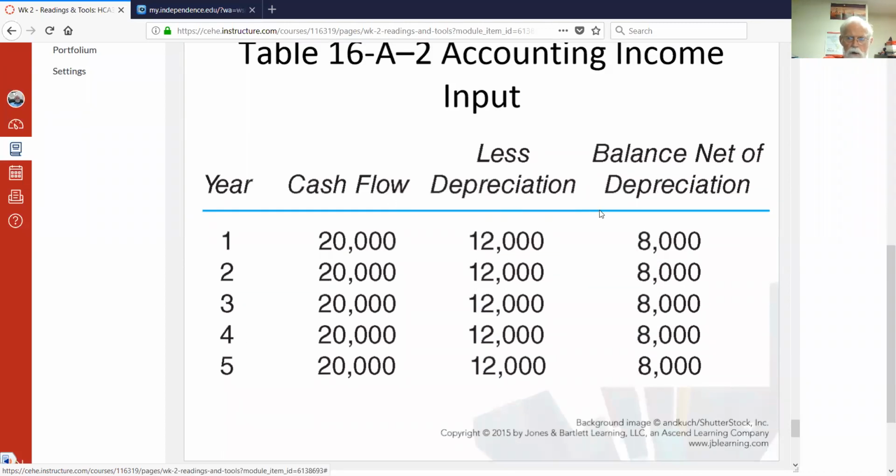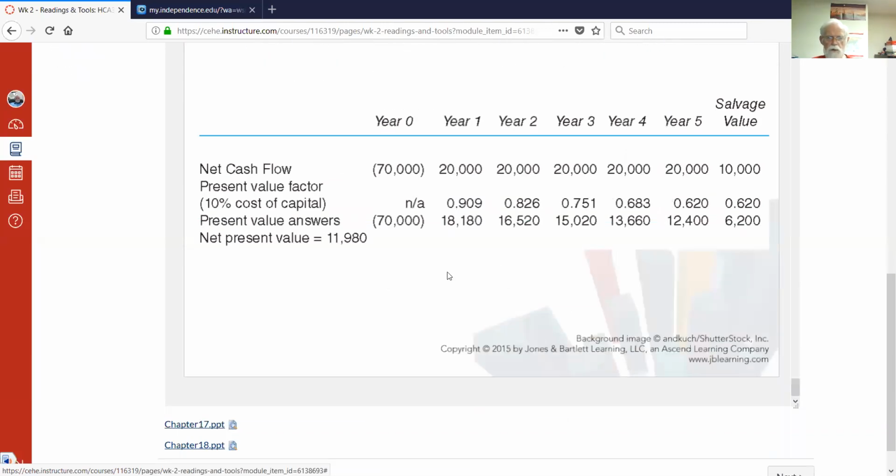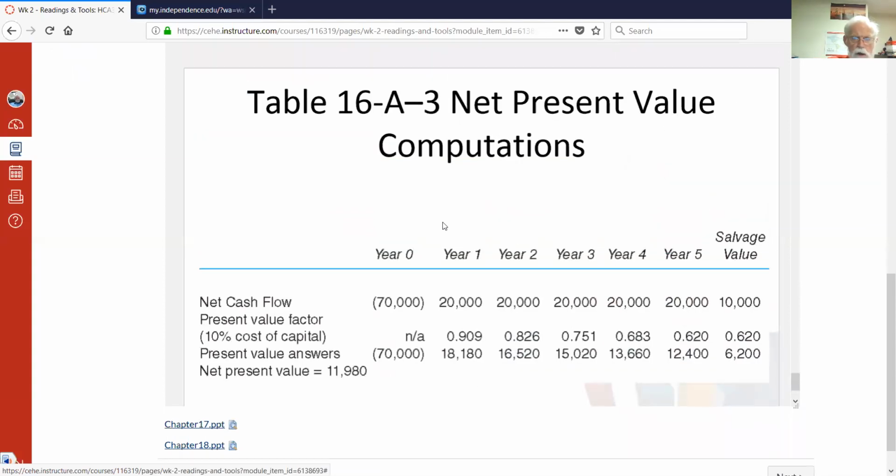Accounting income, as we look at depreciation, again, the cash flow depreciation of the asset is $12,000 if we look at a 5-year declining balance calculation, and the balance net of depreciation then is $8,000. So we use those figures, and we look at the cost of capital now. Let's look at this net present value type calculation.